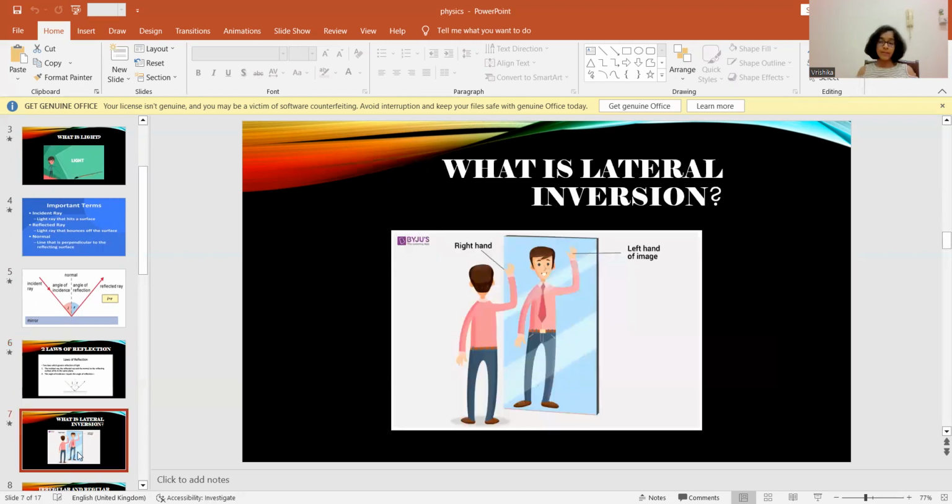What is lateral inversion? When you raise your right hand in front of the mirror, it seems like you have raised the left hand in the mirror. This phenomenon is known as the lateral inversion.